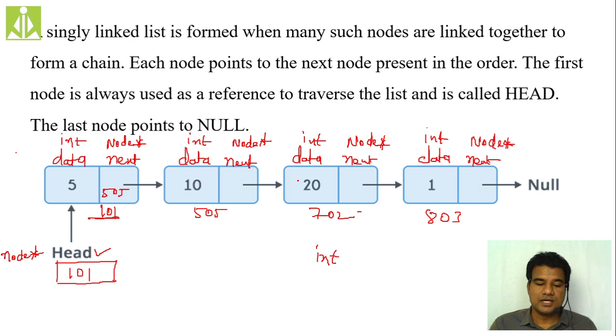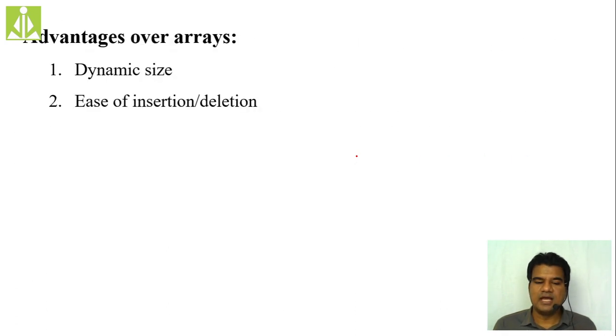Like this. In this particular node, this next pointer must point to the next node, that is this one, and this node's address is 702. So that 702 will come over here. This node must point to the next node, and the next node's address is 803, so that 803 must come over here. As this is the last node and it is not going to point anywhere, this next must be null. In that way, we are creating a linked list.